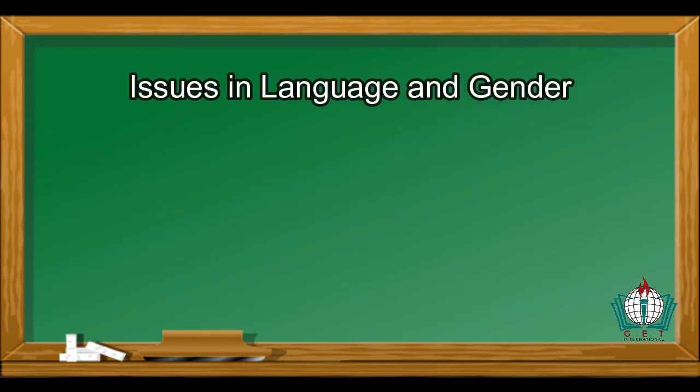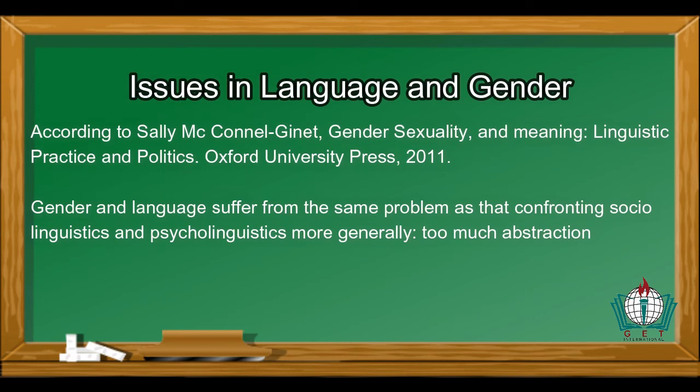Issues in language and gender. According to Sally McConnell-Ginet, Gender, Sexuality, and Meaning: Linguistic Practice and Politics. Gender and language suffer from the same problem as that confronting sociolinguistics and psycholinguistics more generally: too much abstraction.